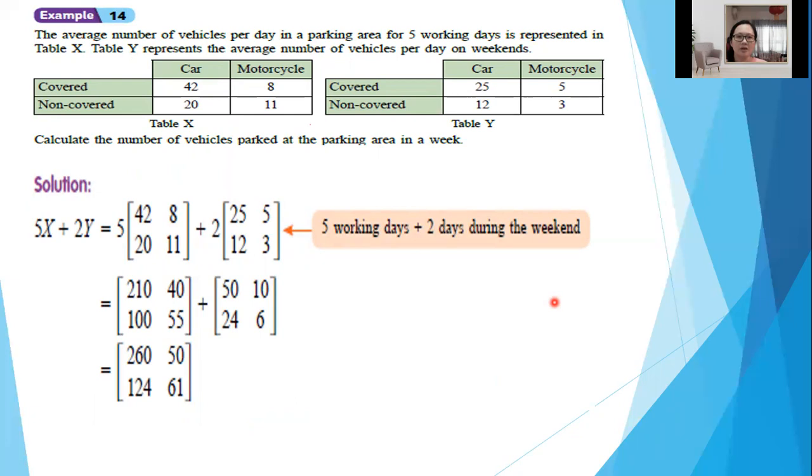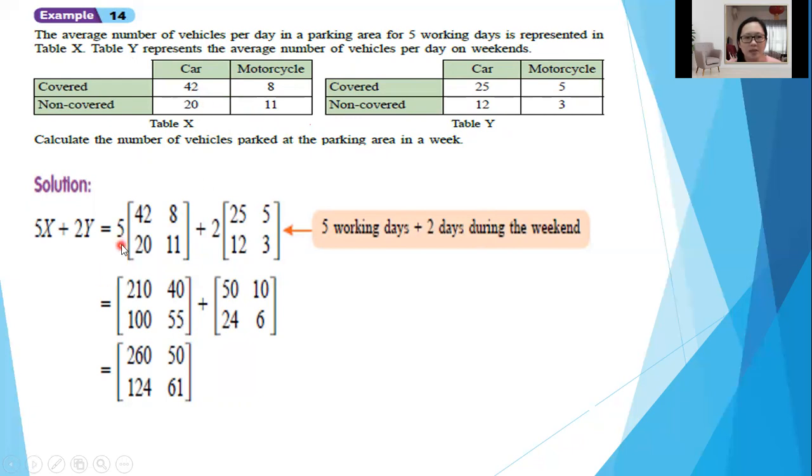Calculate the number of vehicles parked at the parking area in a week. So this is the average number of vehicles per day in a parking area for 5 working days, represented in table X. Table Y represents the average number of vehicles per day on weekends. So this is working day. This is weekends. We have 5 working days and 2 days of weekend. So every day we have these numbers.